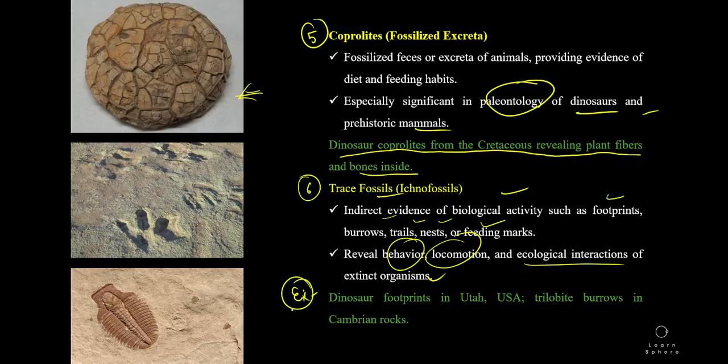This is the example: dinosaur footprints in Utah in USA and trilobite burrows in Cambrian rocks. Here are the traces of dinosaur footprints, and here is the print of trilobites.